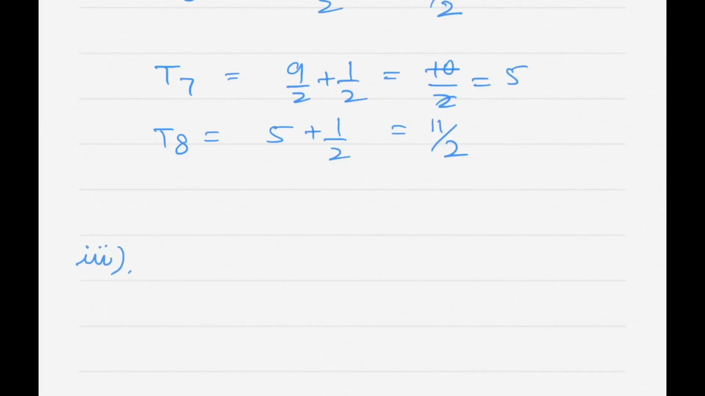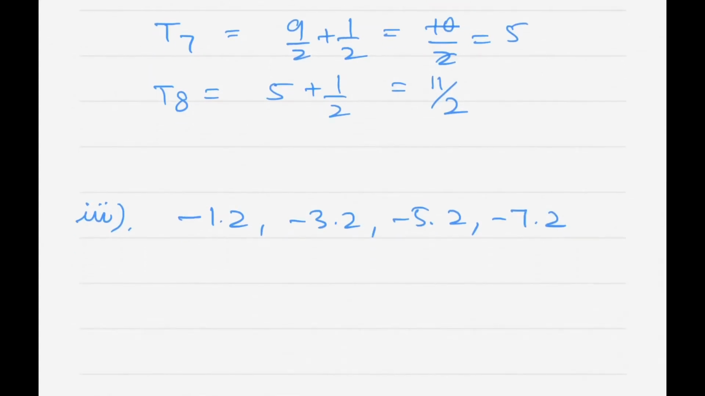The third part says minus 1.2, minus 3.2, minus 5.2 and minus 7.2. Now I have to check whether the common difference is the same or not. So T2 minus T1 will give me how much? Minus 3.2 plus 1.2. So how much do I get? 3.2 minus 1.2, that is 2, with a negative sign.